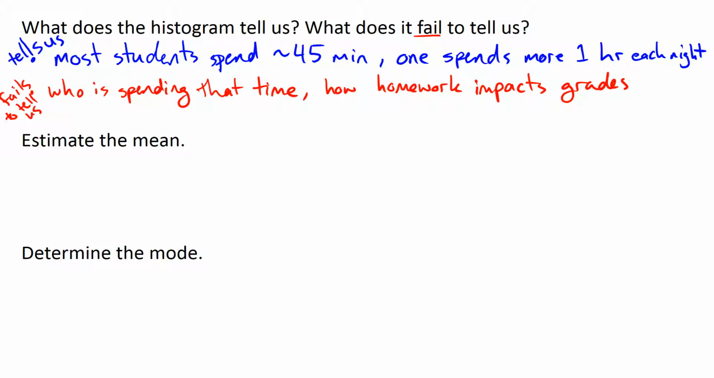We can estimate the mean from the graph. I would say that it's about 45 minutes. And we can determine the mode. The mode is between 40 to 49 minutes. Because this is a nice centralized histogram with a really big spike in the middle, the mean and the mode line up really well together.